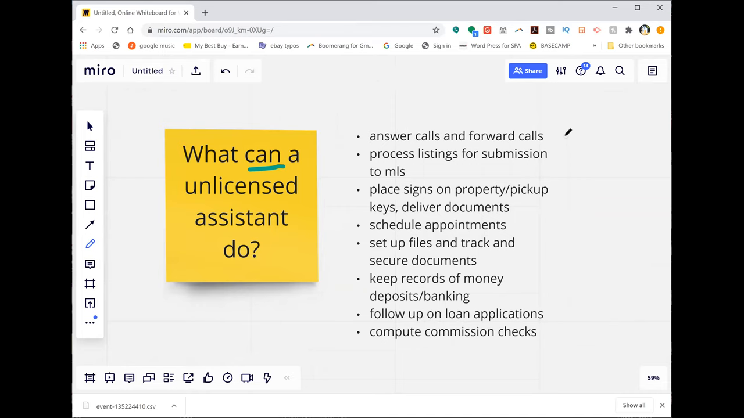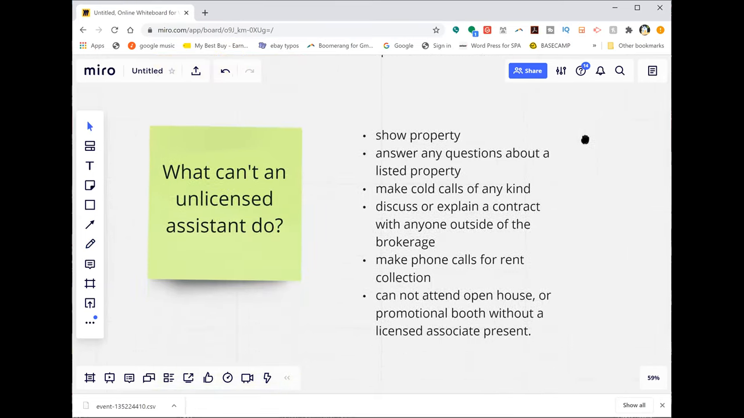They can answer calls, forward calls, process listings for submission to the MLS. They can place signs on properties, pick up keys, and deliver documents. They can schedule appointments, set up files, keep track of and secure documents, keep records of money, banking, and deposits, follow up on loan applications, and compute commission checks. They could do a whole lot of clerical mishmash, okay? There are things that they cannot do. What can they not do, okay?